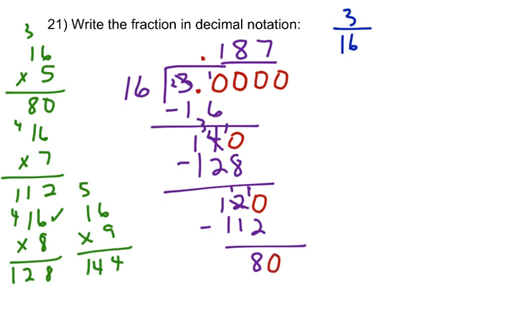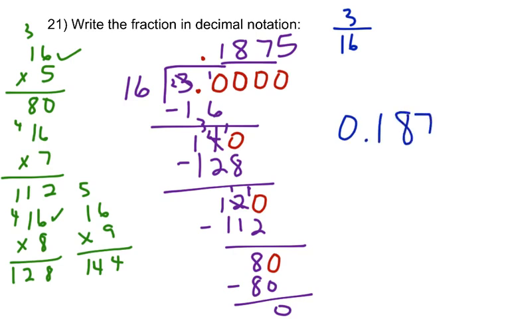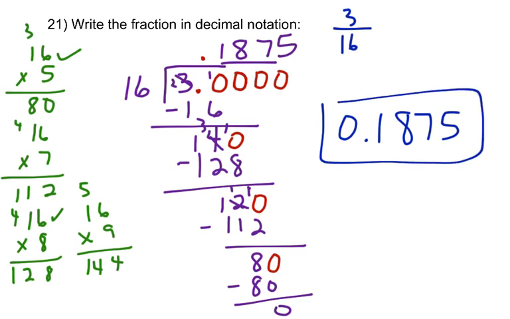Now 16 goes into 80. Oh, I did the work over here. I saw that 5 times. So 16 times 5 is 80. And now when I subtract, I have a remainder of 0. That's how I know I'm done dividing. So my final answer is going to be 0.1875, or better said, 1,875 ten thousandths.